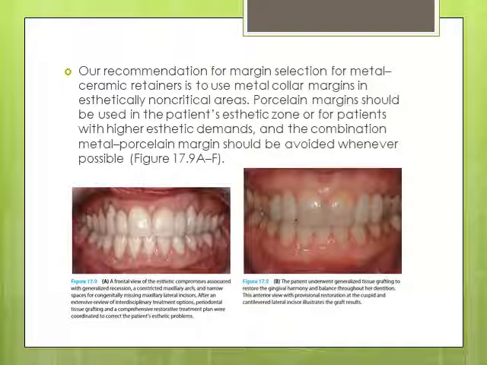So, as a summary of what I said before, our recommendation for margin selection of metal ceramic restorations is to use a metal collar margin in aesthetically non-critical areas. Porcelain margins should be used in the patient's aesthetic zone. And the combination metal porcelain margin should be avoided whenever possible.